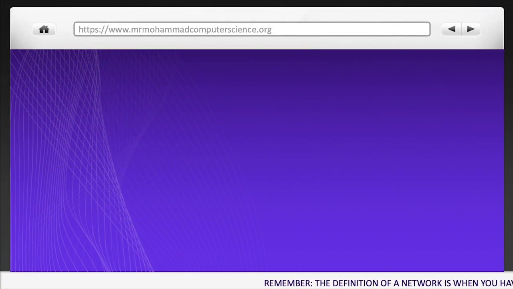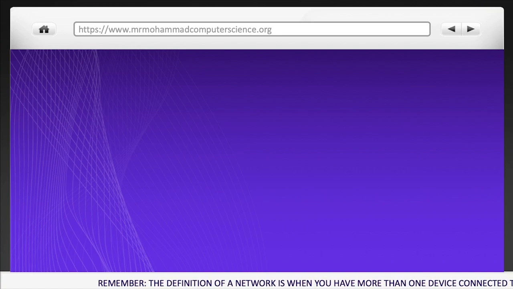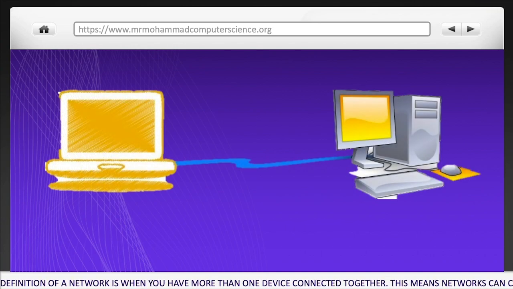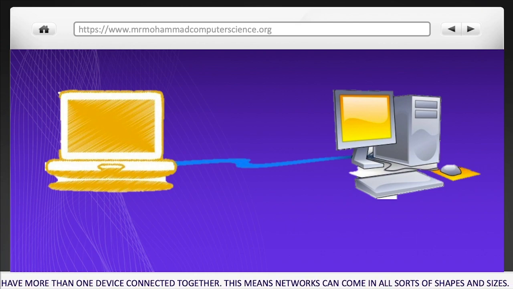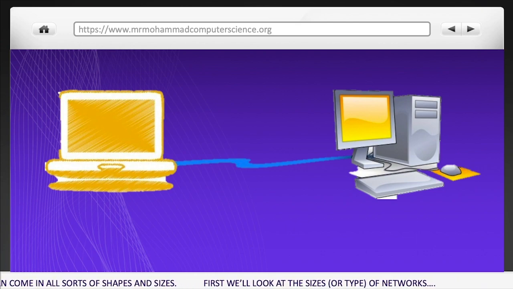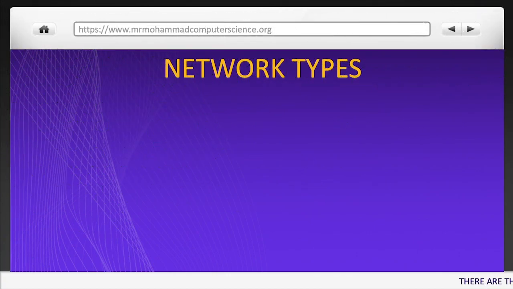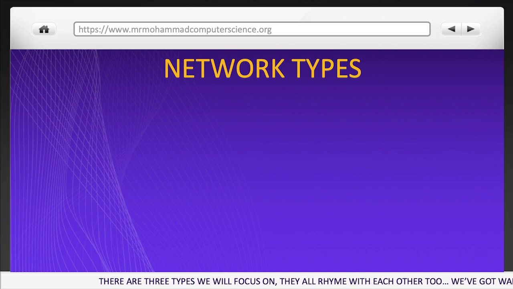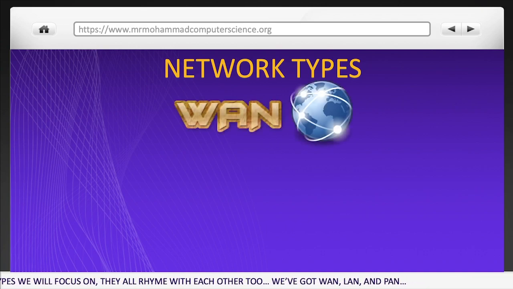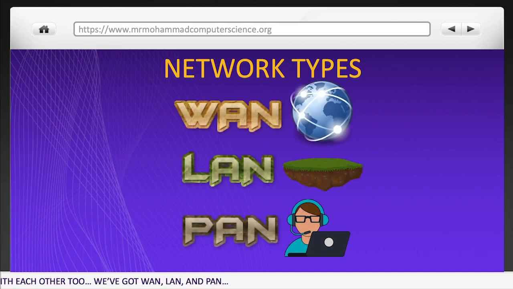Remember, the definition of a network is when you have more than one device connected together. This means networks can come in all sorts of shapes and sizes. First, we'll look at the sizes or types of networks. There are three types we will focus on. They all rhyme with each other too. We've got WAN, LAN, and PAN.